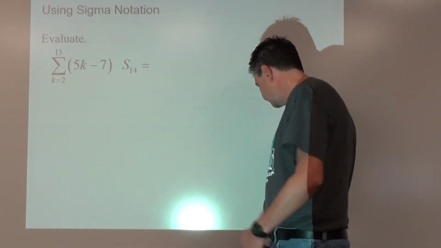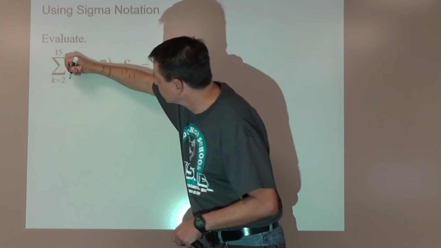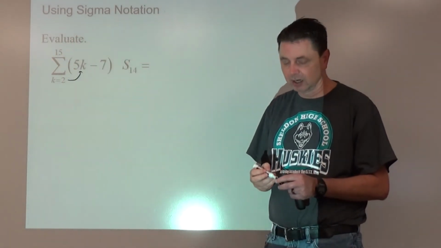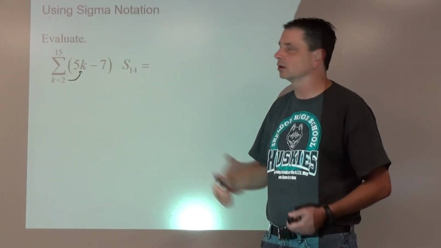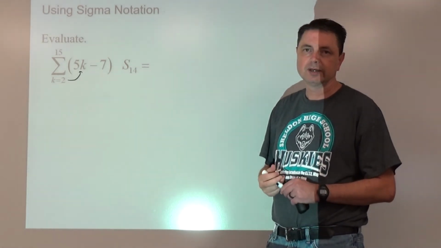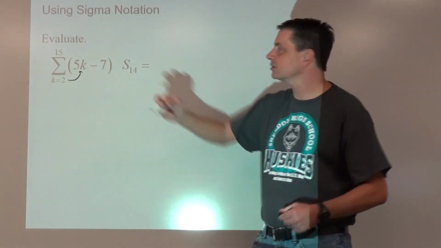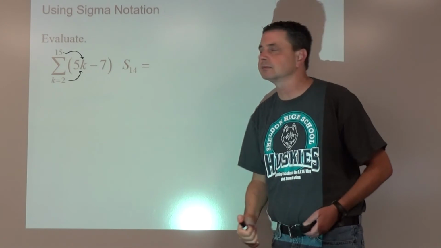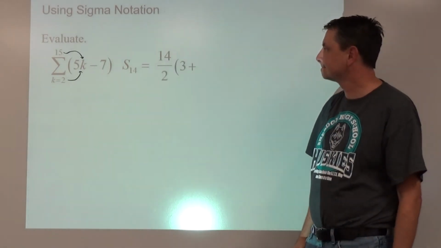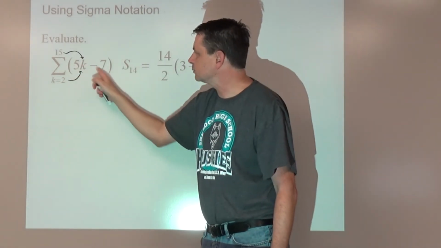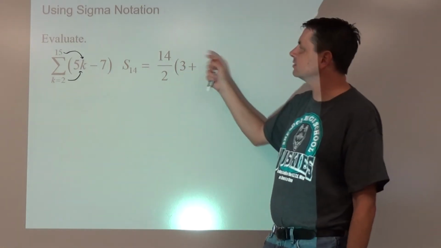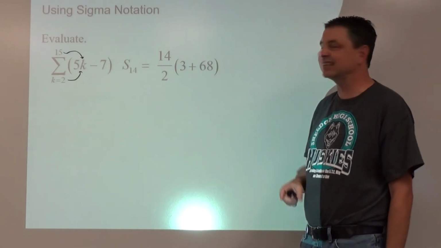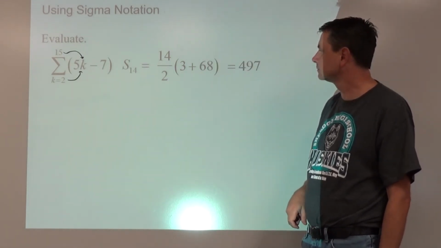First term is easy. This is our lower limit. Plug in 2, and you get our first term for this particular series. Plus last term. Well, to get the last term, just take the upper limit of summation and plug that in. So plugging in a 2, 5 times 2 minus 7 is 3. Last term, 15 times 5 minus 7 is 68. And we got our sum.